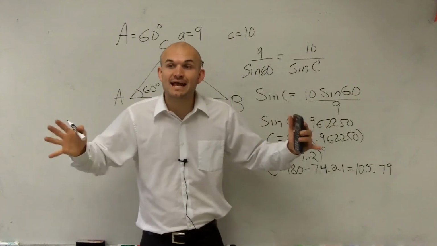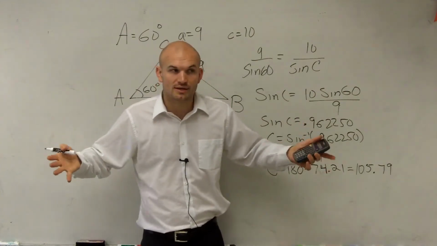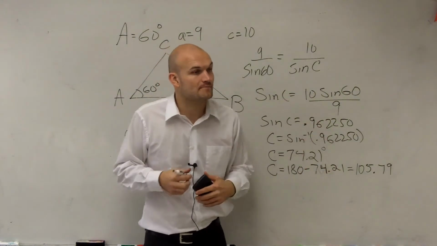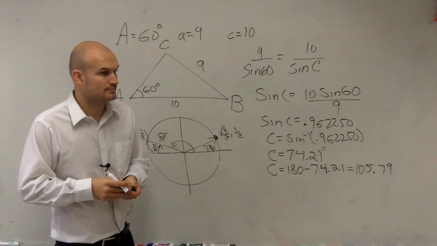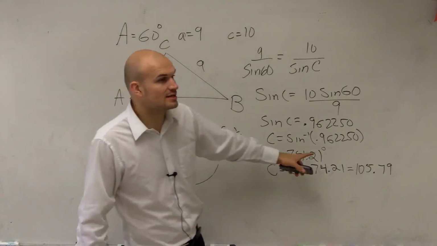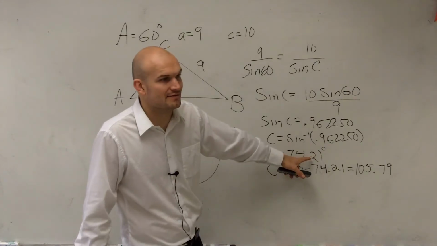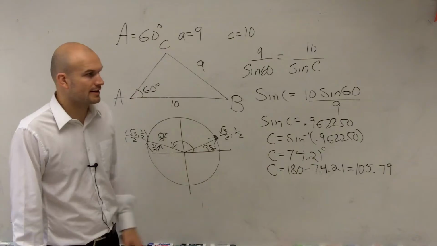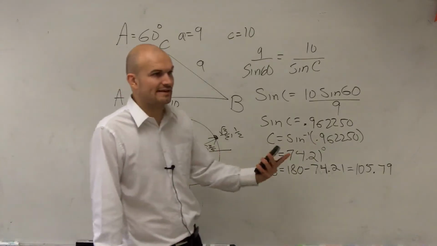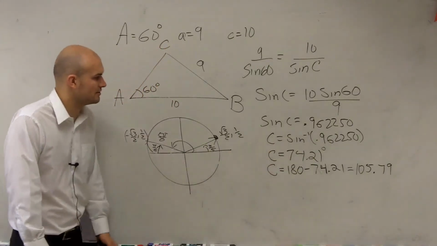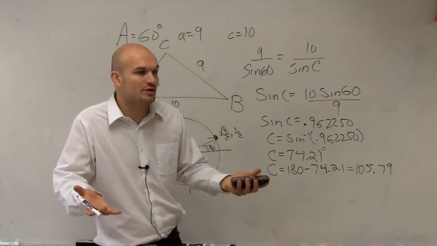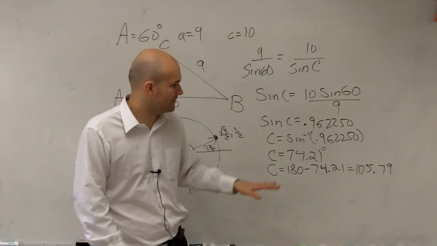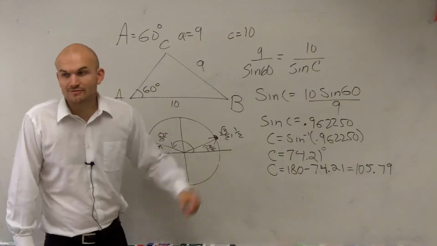And now we have to see, can both answers work? Can both of those answers work? Yes? Why would you do the inverse sine when it only gives you 74.21? Because your calculator is just going to give you that positive solution. It's not going to work with the reference angle of the other one. Because it's not going to give you both solutions. It's just going to give you that one positive, smallest solution. What it's doing is really just giving you the reference angle solution. So now we have two possible solutions.